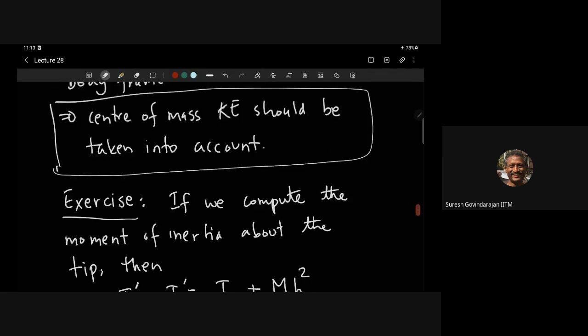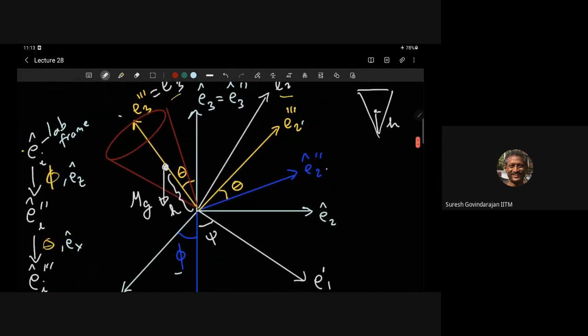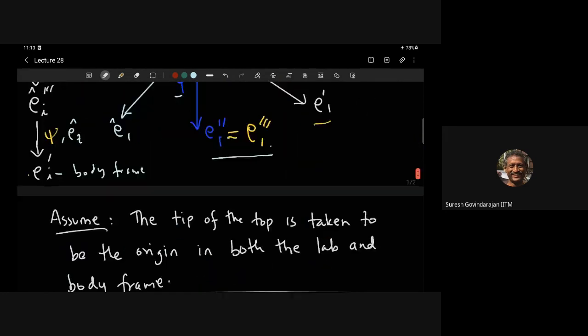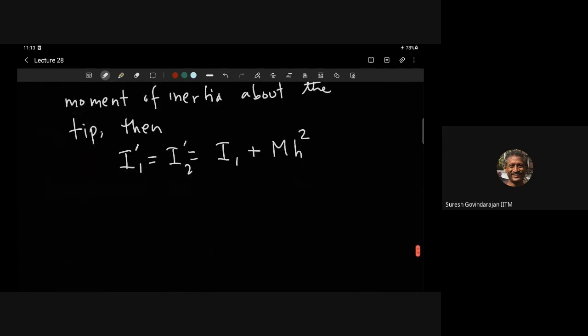Just coming back to this, you can see that this point and this point lie on the z-axis, E3 prime, in the body frame. So I33 will not change, and it will also not mess up the diagonal part of this. The shift is just h times E3 prime.